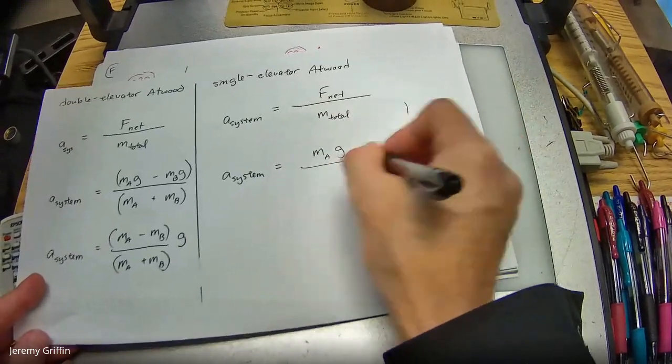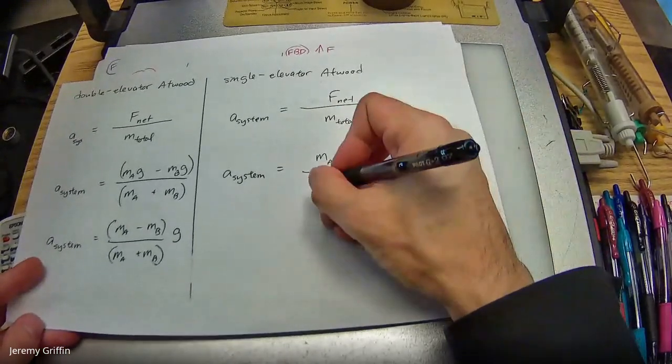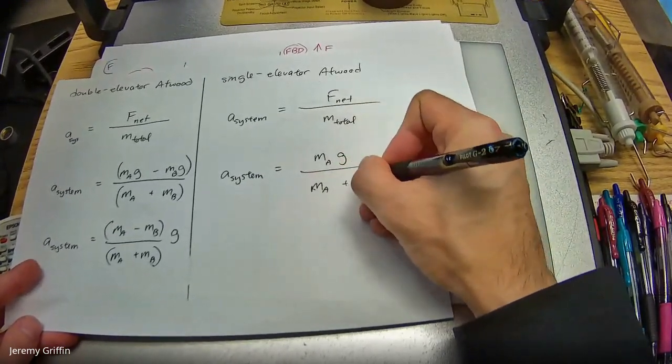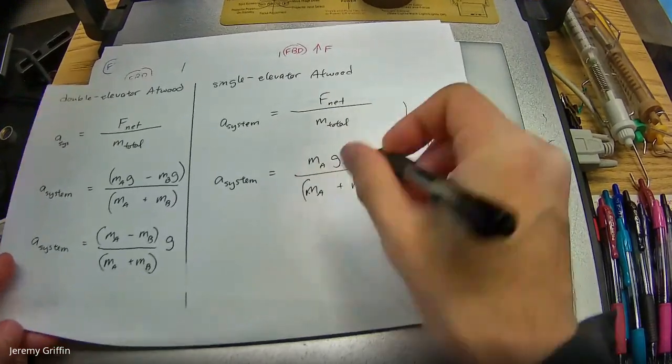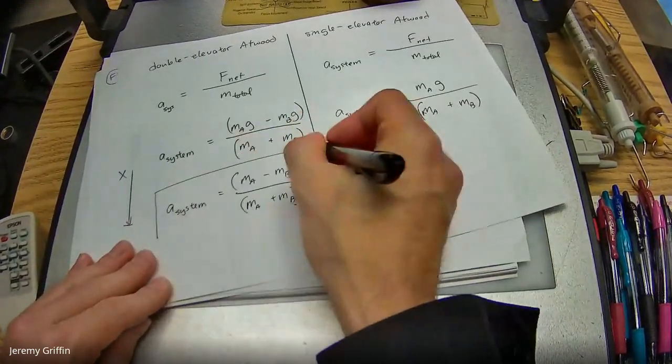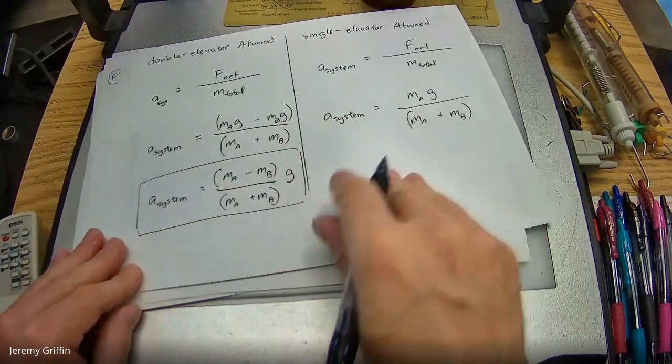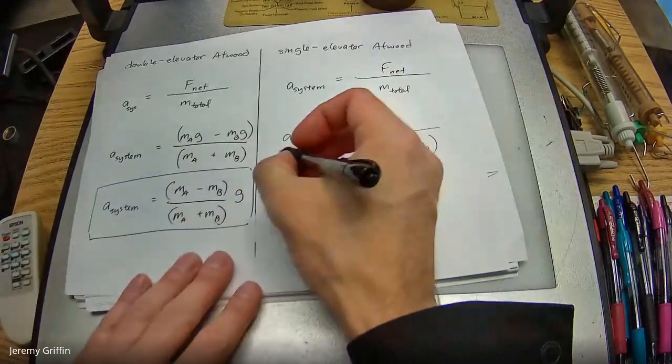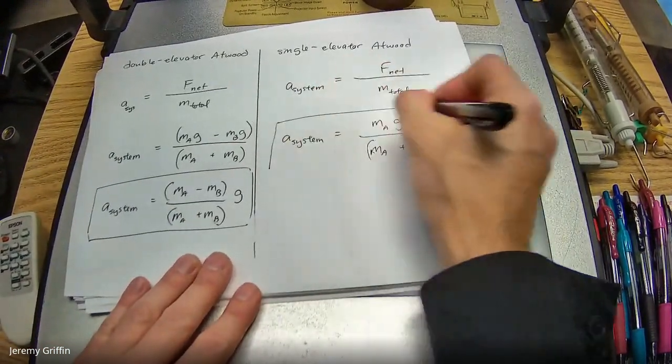So I'll represent it like that. But how much mass is it moving? The sum of the masses. There you go. The one on the left, that's the answer to the half lab you did yesterday, and this one right here is the answer that you'll get today.